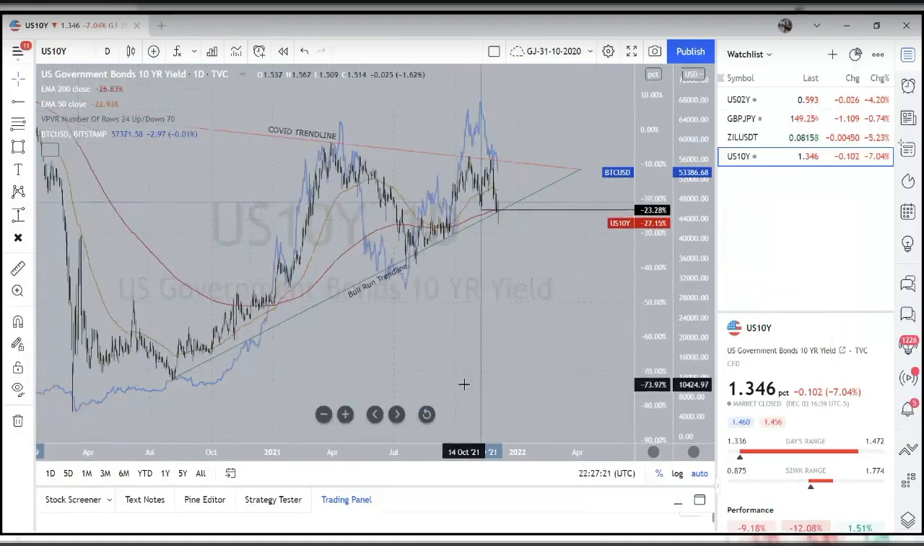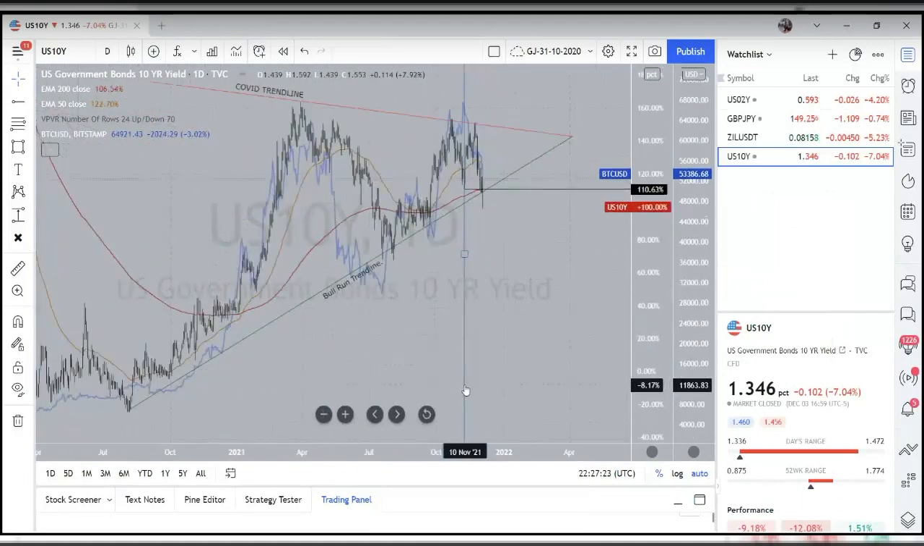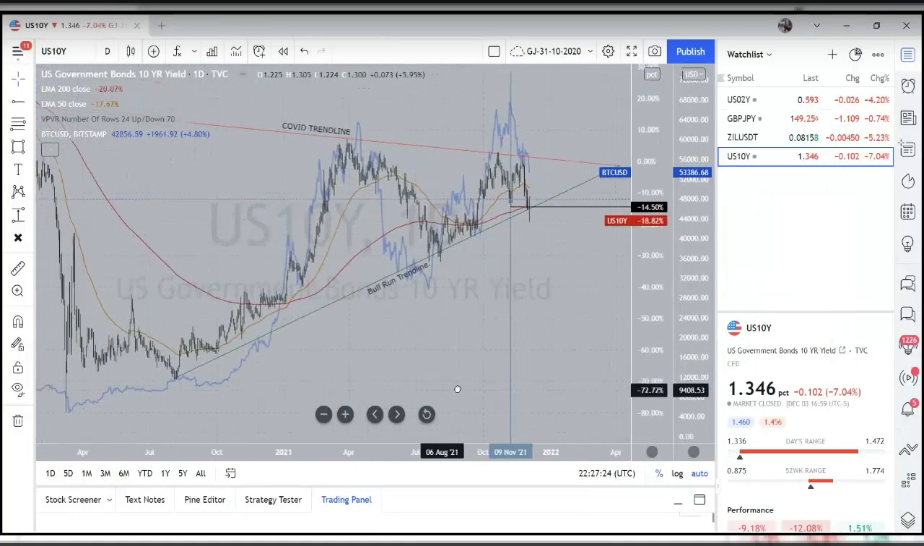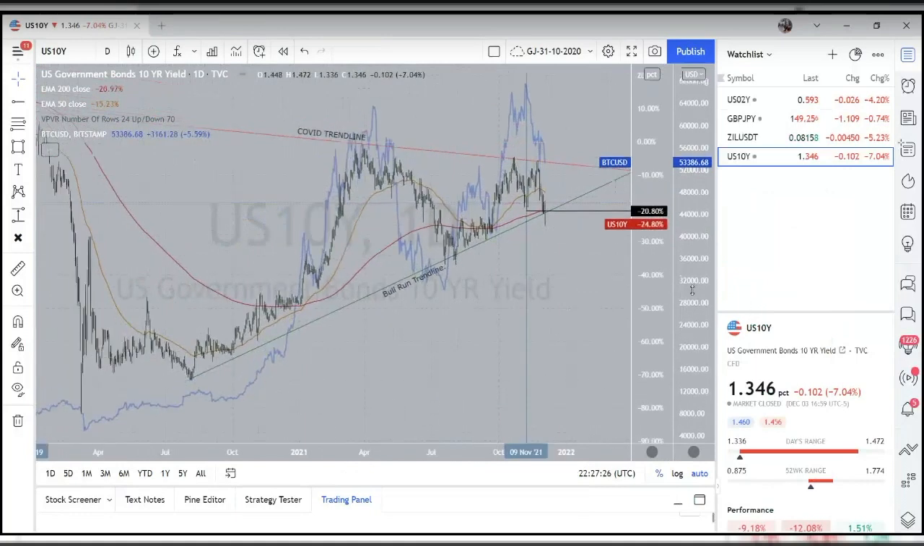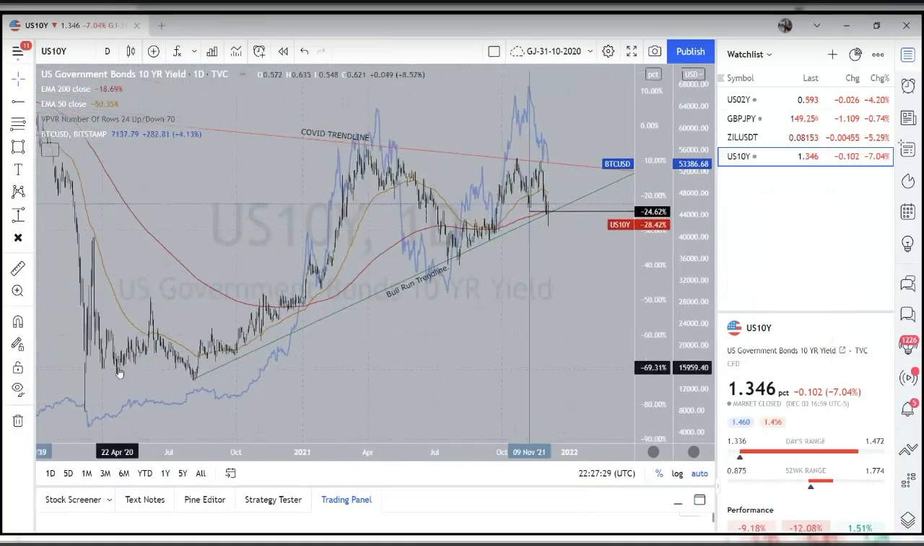What you can see is I'm not going to be able to get them right together. But you can see Bitcoin price and bond yields are correlated. I think it's what they call a positive correlation. As yields go up, Bitcoin price goes up. As it goes down, Bitcoin price goes down.